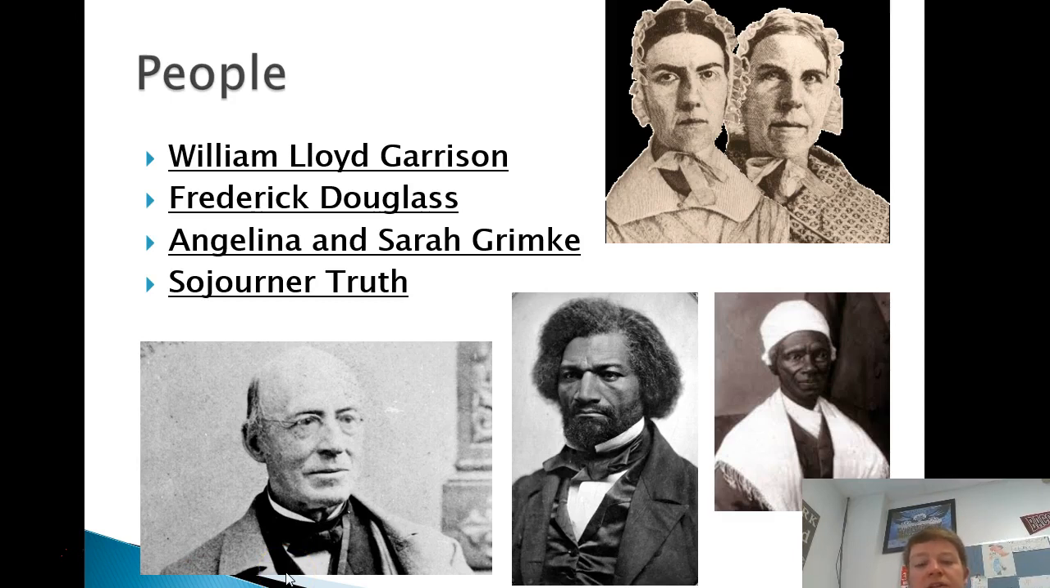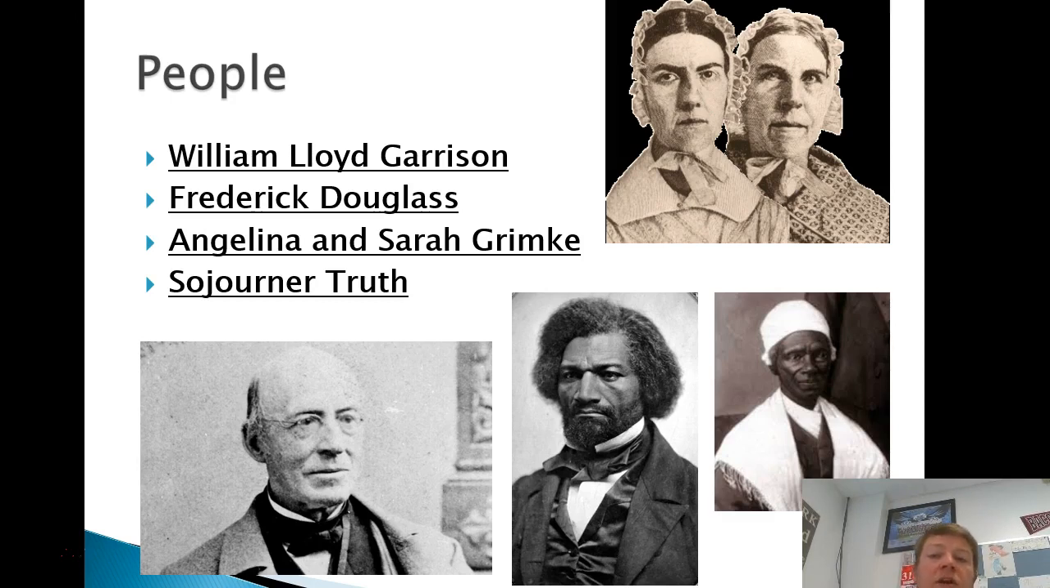William Lloyd Garrison is the gentleman down on the left. He's going to run a very popular anti-slavery newspaper called The Liberator. Frederick Douglass, a former slave, is going to write books and give very fiery speeches against slavery. His book, Narrative of the Life of Frederick Douglass, is still widely read today, not only because of what he was writing about, but because it is extremely, extremely well written. And that's in a time period where African American slaves were not allowed to read and write.